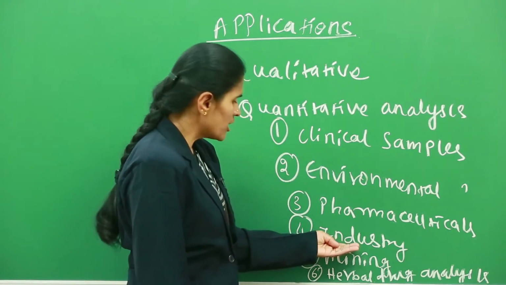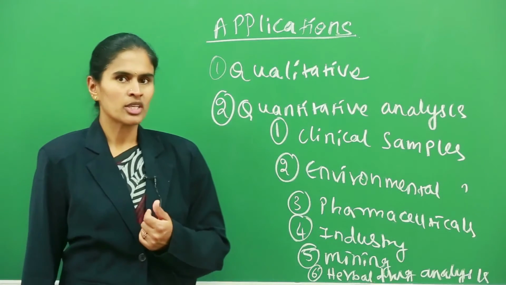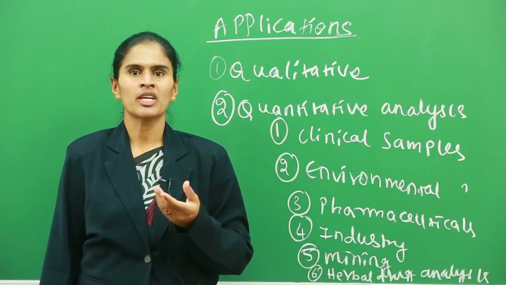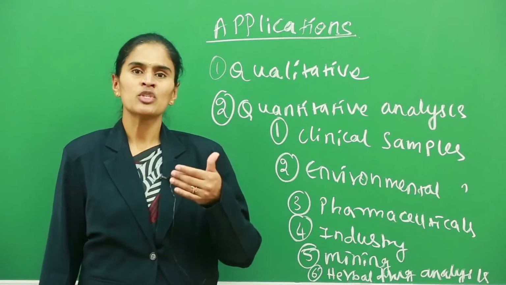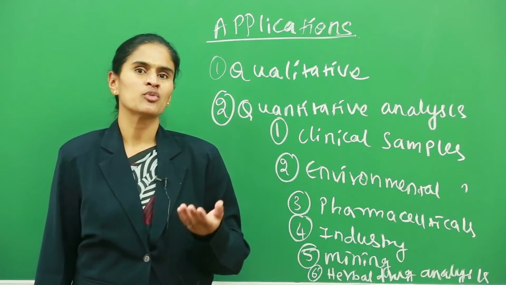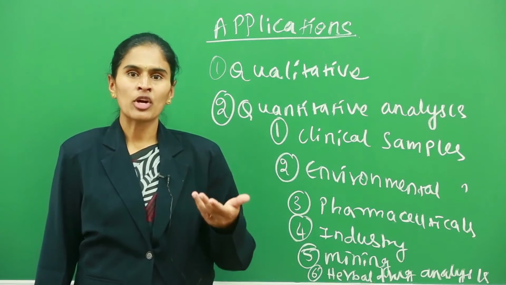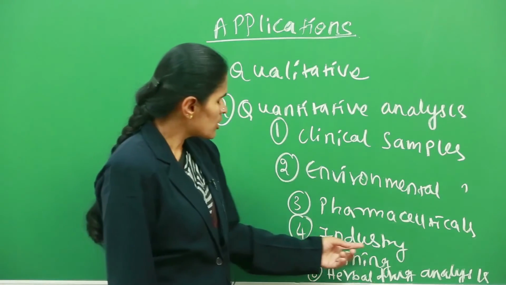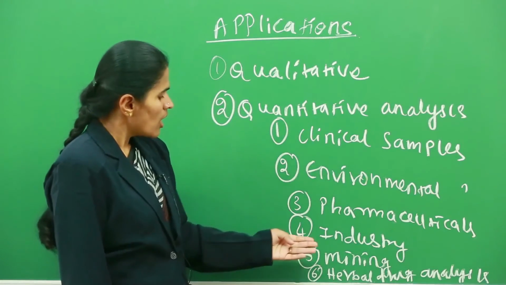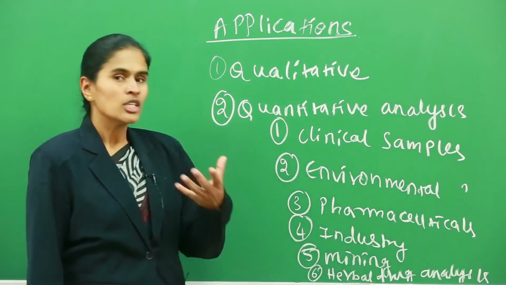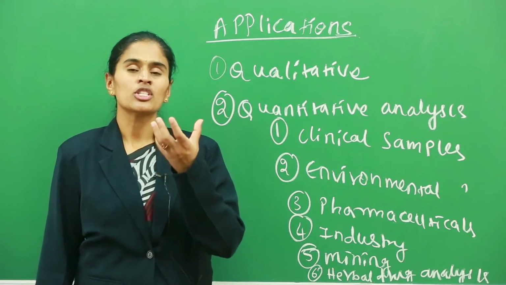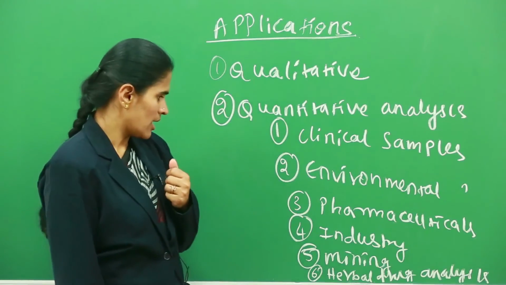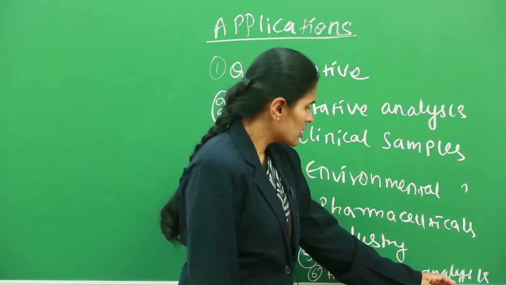Whereas in case of industry, metal monitoring is important, especially in concretes. The calcium can be estimated, and also the toxic metals which may be present in the industrial effluents, for example lead, and some environmental samples like gasolines. In all these things, the toxic metals can also be analyzed in industry. Whereas in case of mining samples, the composition of the rocks and the metal composition of the mine solids can also be analyzed. Herbal drug analysis.